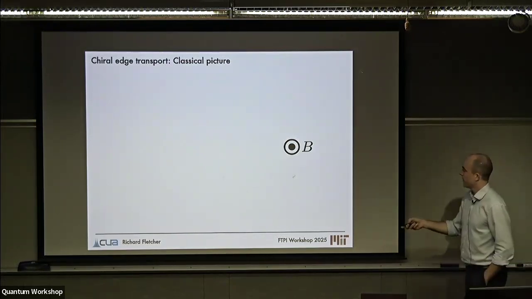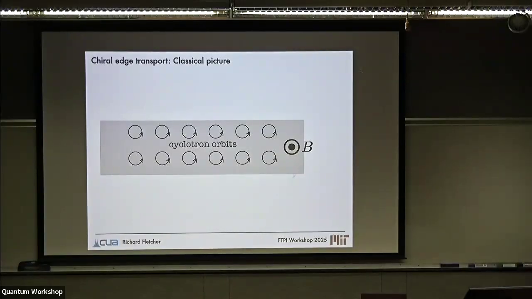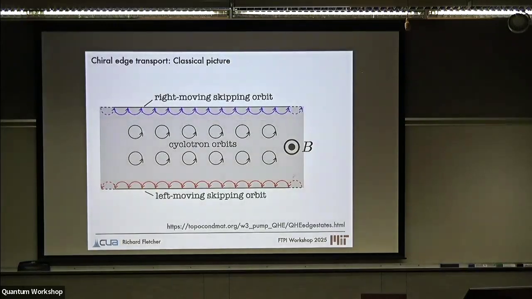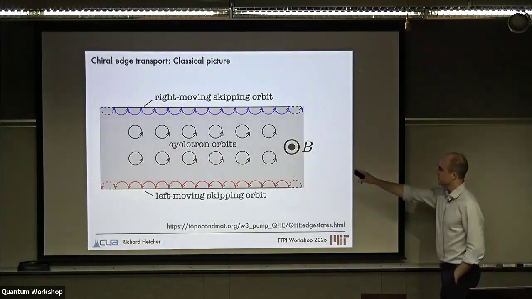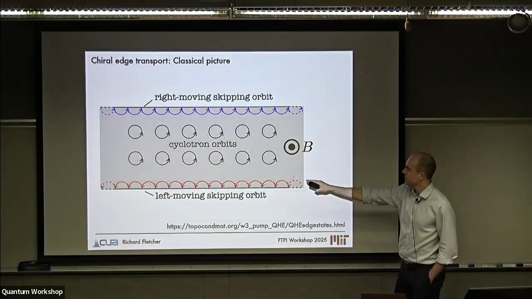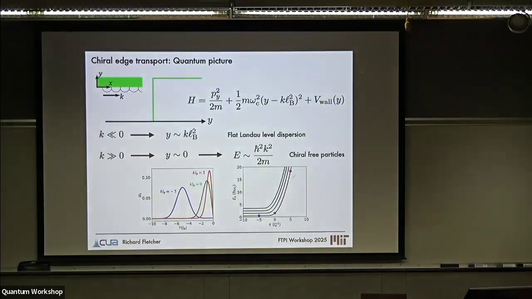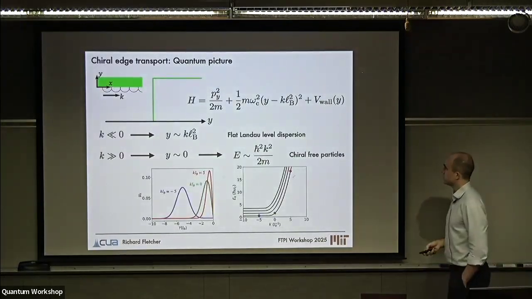So what are we talking about here? We know very well that if we take a magnetic field and we place electrons into it, they'll perform cyclotron orbits, okay? And if you now introduce a boundary to the system, this chirality of the cyclotron orbits is reflected as a directionality of the skipping of particles along the edge. This picture survives first quantization pretty well.